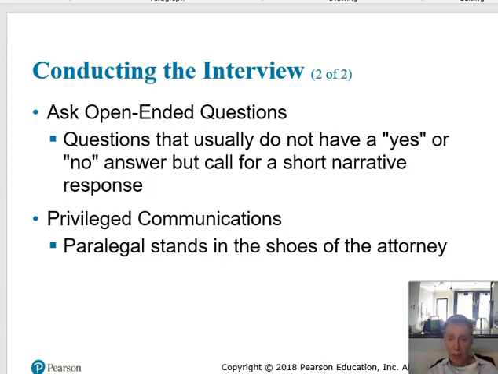Ask open-ended questions. Open-ended questions are questions that usually don't have a yes or no answer, but call for a short narrative response. So instead of it being like multiple choice or true or false, it would be more like short answer or essay.